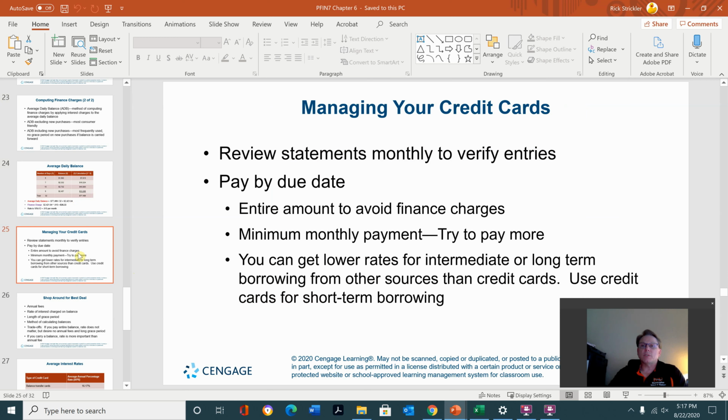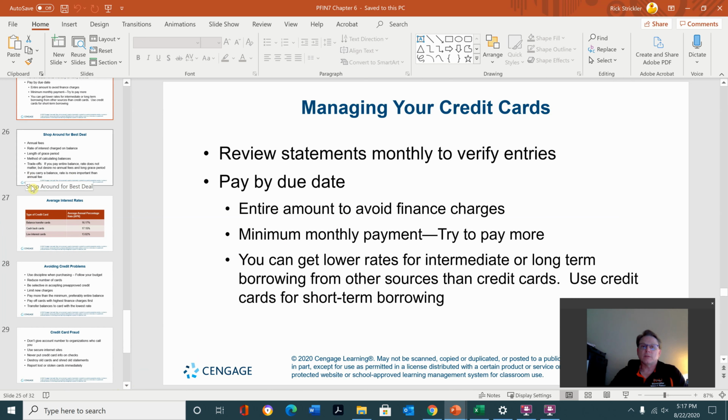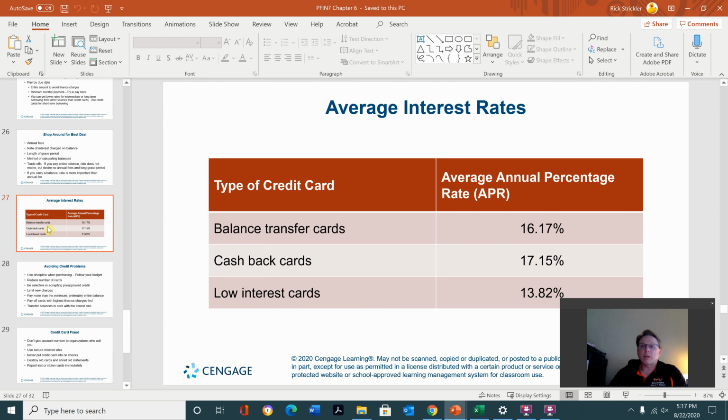Managing your credit cards, review statements monthly to verify entries, paid by due date, enter amount to avoid finance charges, entire amount to avoid finance charges, minimum monthly payments, try to pay more than that. You shouldn't have that many credit cards. 2 or 3 credit cards is really all you should have. And then type of credit cards, and then the average rate.